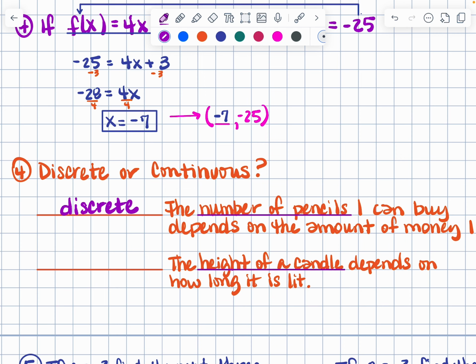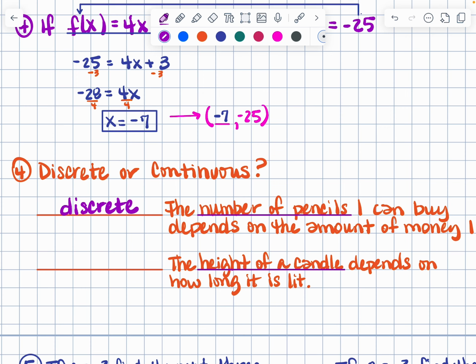So the next one says the height of a candle depends on how long it is lit. Well, obviously, the longer a candle is lit, the lower the candle goes. So it gets shorter and shorter and shorter, right? So the question is, does the height of the candle only exist in whole numbers? Or can the height of a candle be 3.5 inches tall? Or 3.25 inches tall? Or 3.02 inches tall?